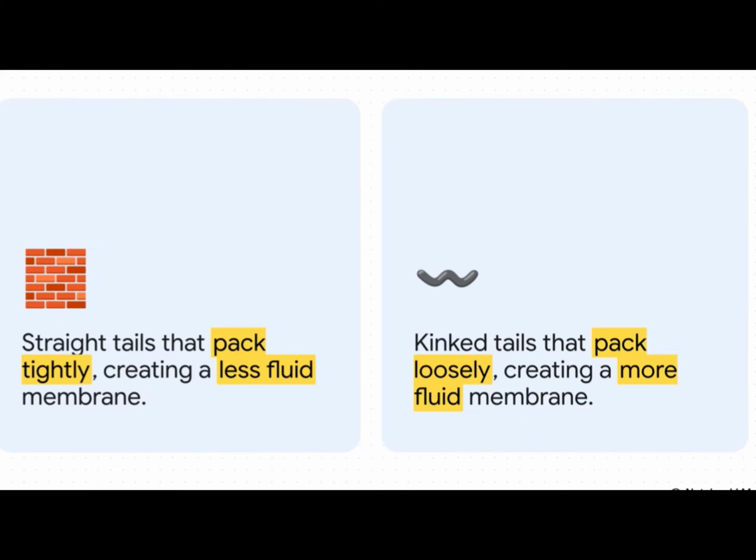But if they have unsaturated tails, those tails have double bonds that create kinks, and these kinks push the phospholipids apart, which makes the membrane more fluid. Organisms that live in really cold places, like Arctic fish, will actually have more unsaturated fats in their membranes to keep them fluid and functional even when it's freezing cold.